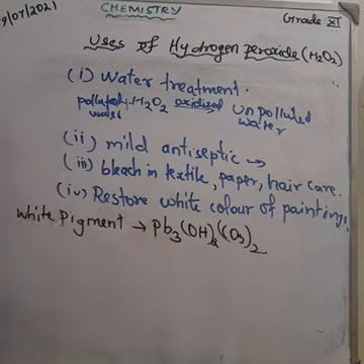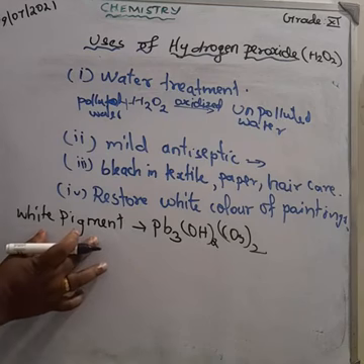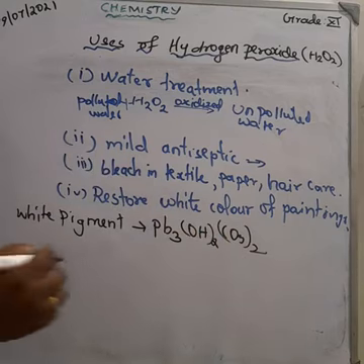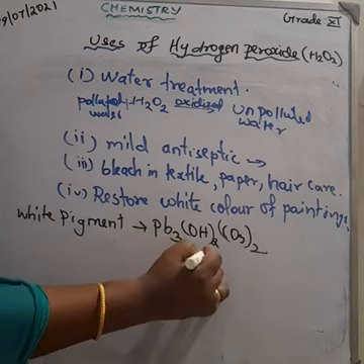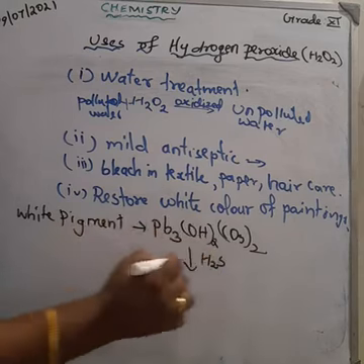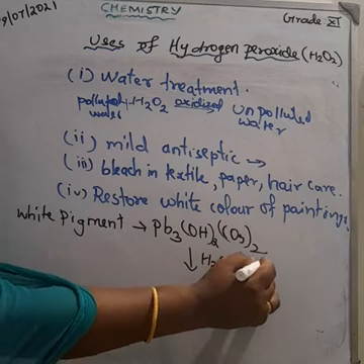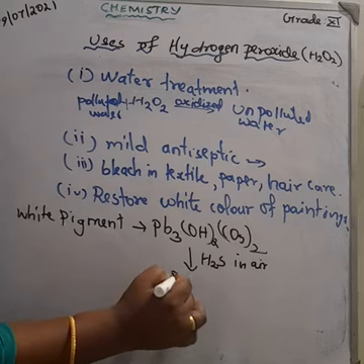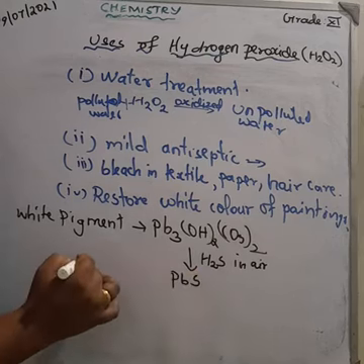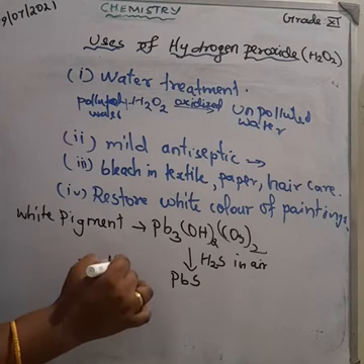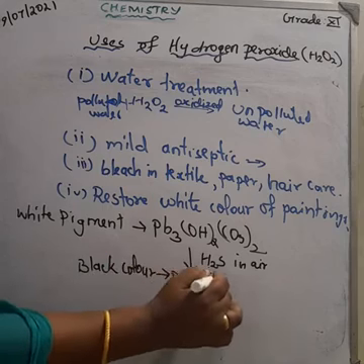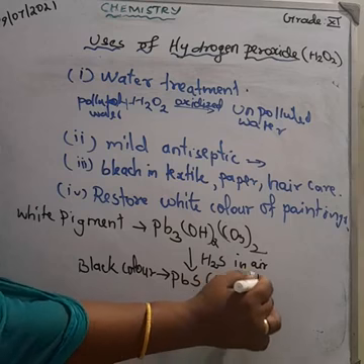When we apply paint to the wall, it contains the white pigment, lead carbonate hydroxide. This white pigment reacts with the hydrogen sulfide in air to form black colored lead sulfide, PbS, not lead sulfate.